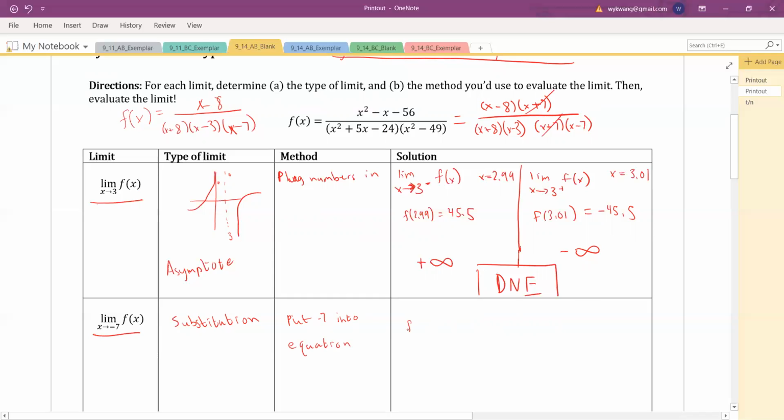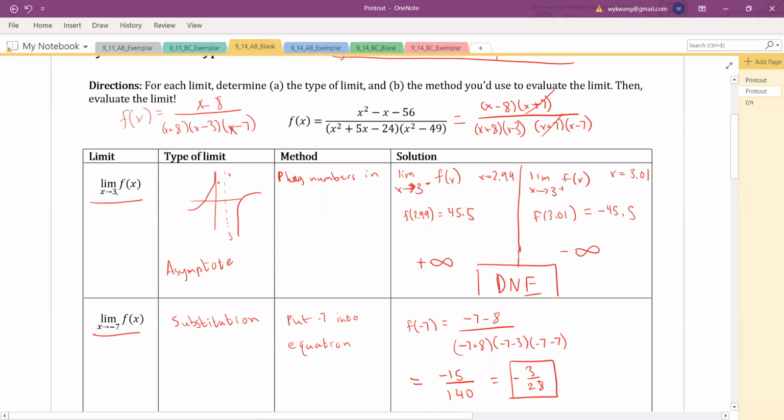So we can get f of -7 equals -7 minus 8 over -7 plus 8 times -7 minus 3 times -7 minus 7. Notice how there's no zeros in the denominator. This -7 term is -14, not 0. So let me simplify this really quick to -15. I did this calculation already, so it's -15 over 1.